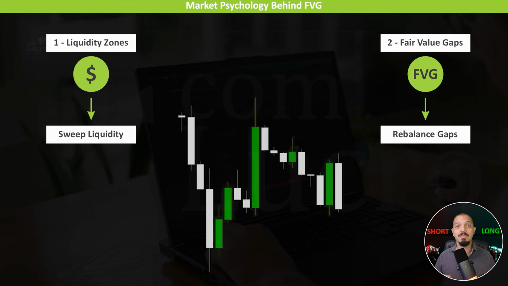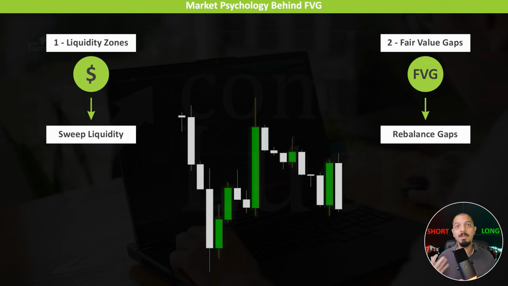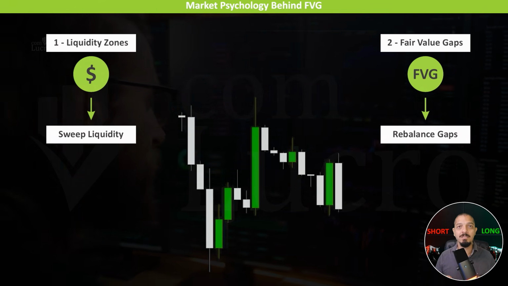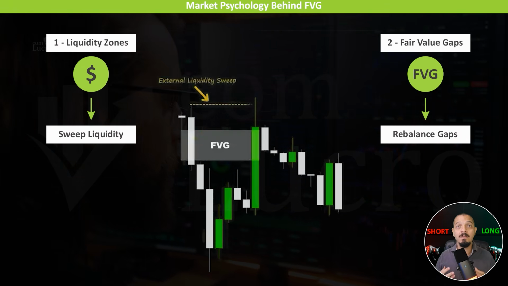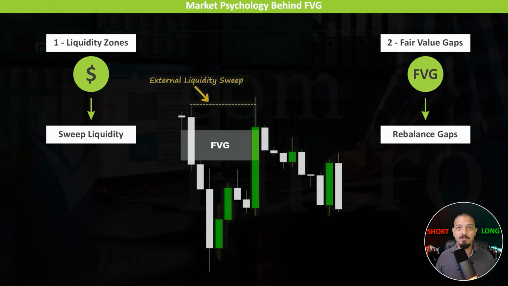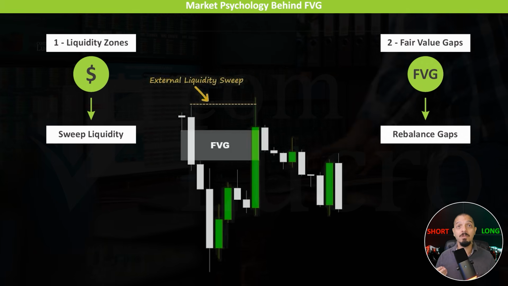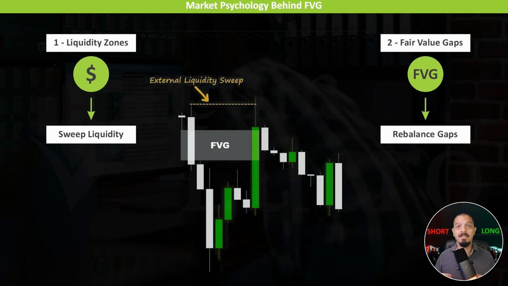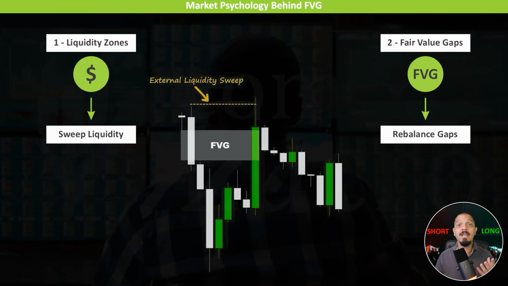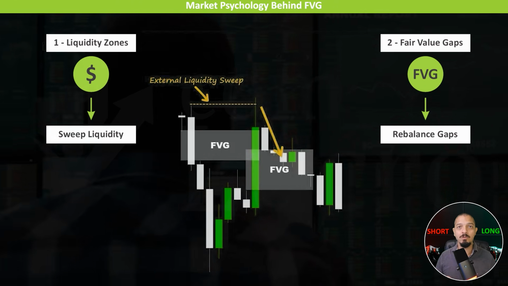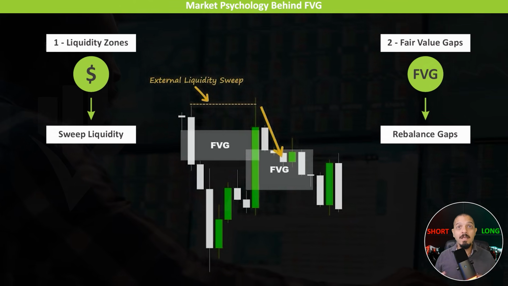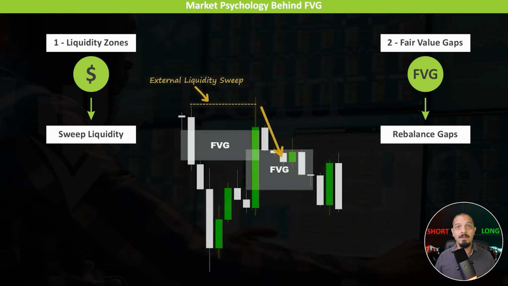The second force is the fair value gaps. The market repeatedly shows a natural tendency to return, fill, and rebalance the inefficiencies left behind. If you look at this example, you can see that price made a sharp drop with clear inefficiency, leaving a fair value gap. After that move, price retraced upward, filled the gap, and continued to push higher to clear external liquidity. Once that external liquidity was taken, price reversed again and filled the most recent fair value gap. This cycle highlights the core behavior of the market, where price aims to sweep liquidity and rebalance gaps.